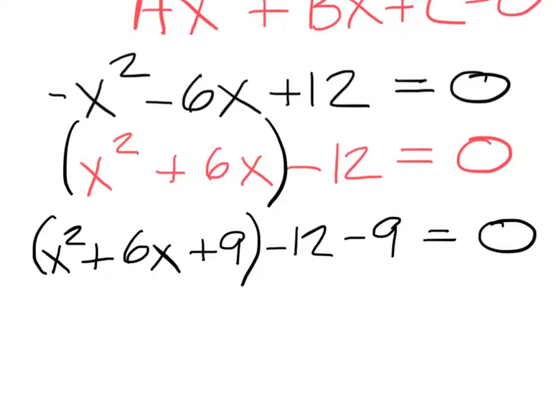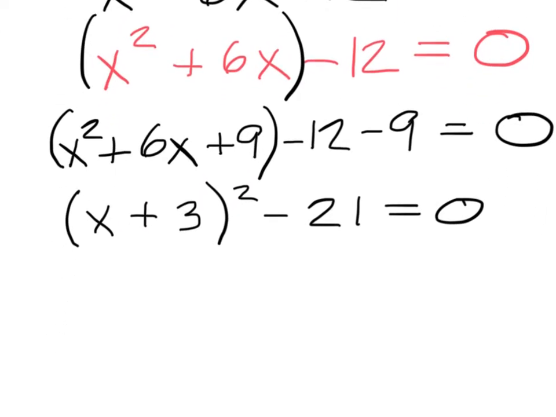Okay, let's write this in the form that it's supposed to be in. X and what sign? Plus what number? 3. Square the quantity. What is minus 12 minus 9? Minus 21.